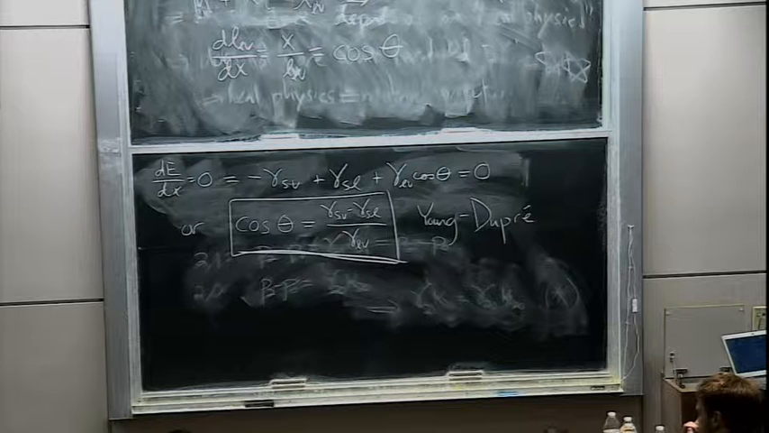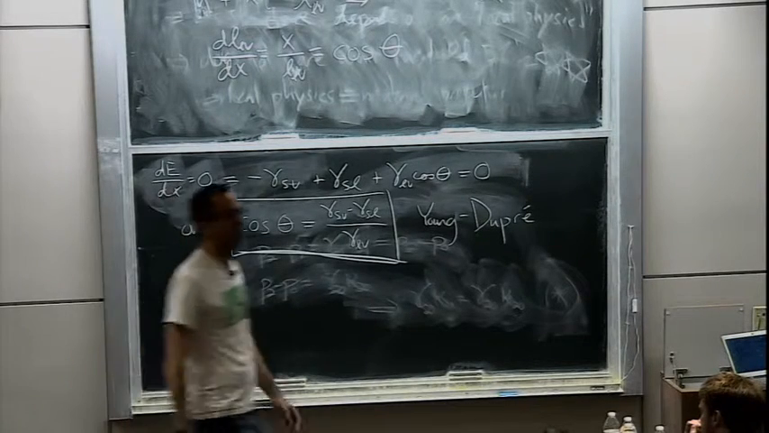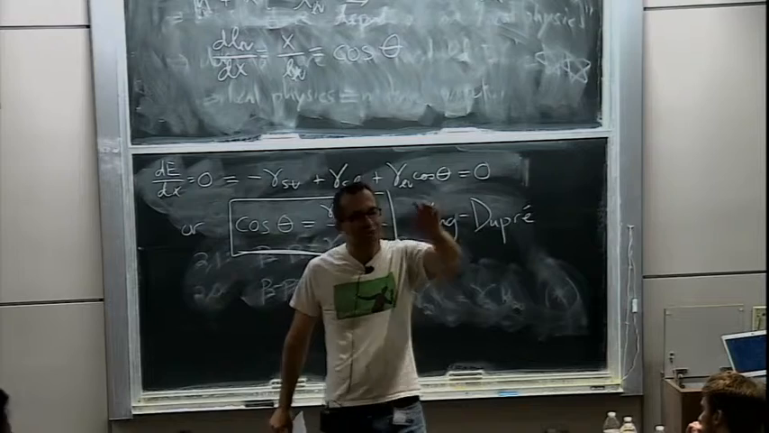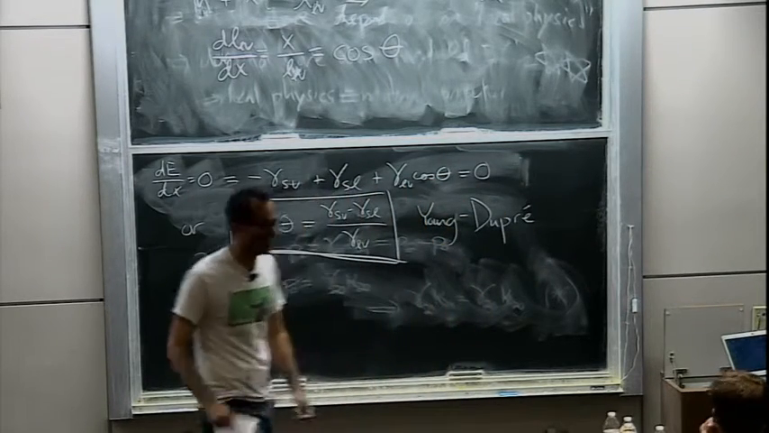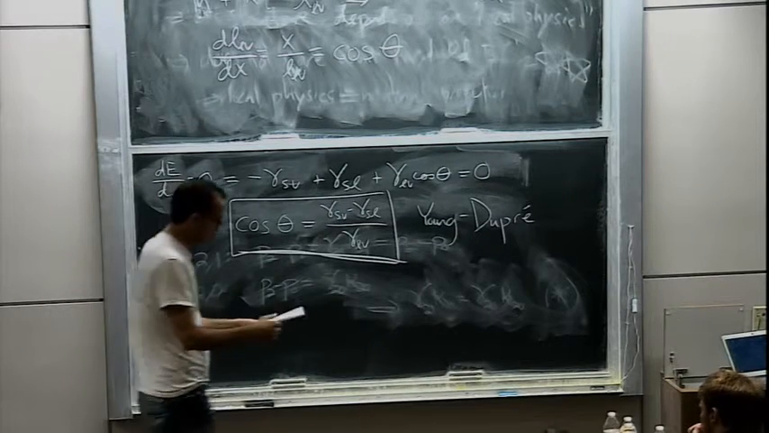Yes? Oh, the D, it's just a prefactor in front of everything, and I get a 0, so I just divided it out. No, oh, sorry. No, it's just the depth. Yeah, sorry. OK, so that's Young-Dupré.